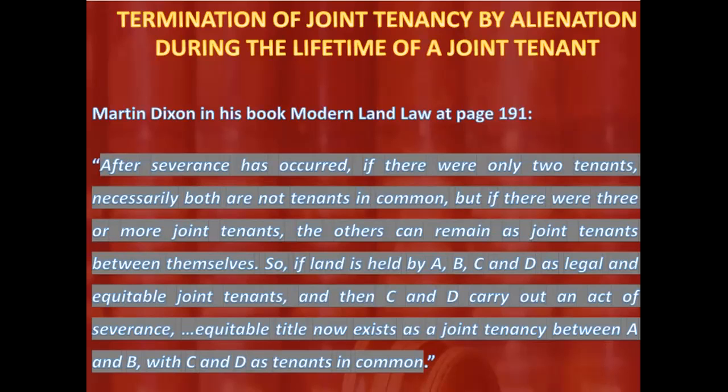So if land is held by A, B, C, and D as legal and equitable joint tenants, and then C and D carry out an act of severance, equitable title now exists as a joint tenancy between A and B, with C and D as tenants in common. And the quote ends. Why is it that it is between A and B as joint tenants? It is because A and B were holding the land as joint tenants, and it is only C and D who carried out an act of severance. So Martin Dixon is saying that A and B, who didn't touch their joint tenancy, will continue as joint tenants.